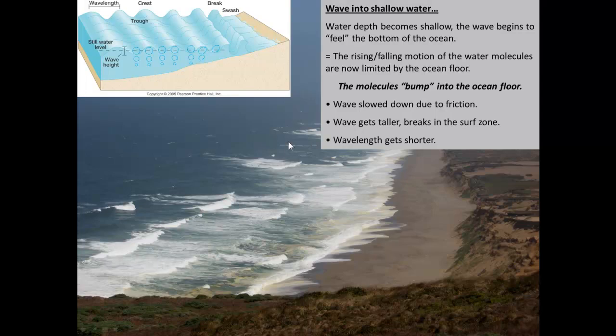So here's an example, right? Out here, it's deep enough, right? The rising and falling motion of your water molecule is not impacted by the ocean floor. Right around here, it becomes shallow enough where now, if you will, the molecules bump into the ocean floor. They don't really bump into the ocean floor, but they begin to get influenced by the ocean floor. They begin to feel the ocean floor. The celerity slows down, your wave gets slower, your wave gets taller, right? And then eventually the surf zone starts breaking. And also the wavelength gets shorter.